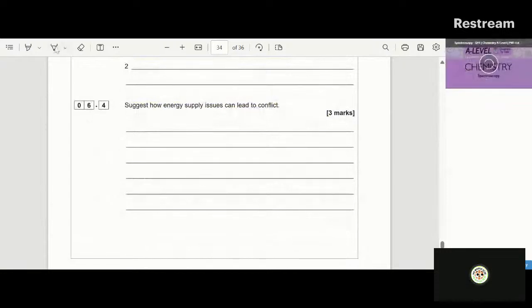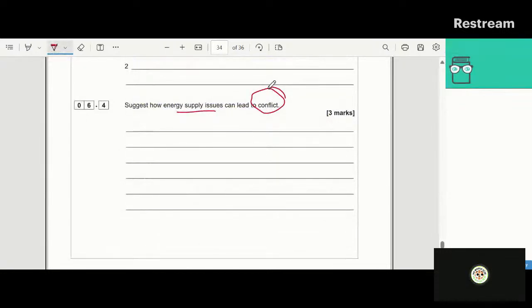Suggest how energy supply issues can lead to conflict. So here you can discuss how there are going to be disputes about the best strategy for supplying energy. This is because people in existing industries see their jobs at risk. Energy costs may increase, which cause conflicts between those who can afford it and those who can't afford it. So it's mainly about the affordability of energy, whether people can actually spend their money on this energy.